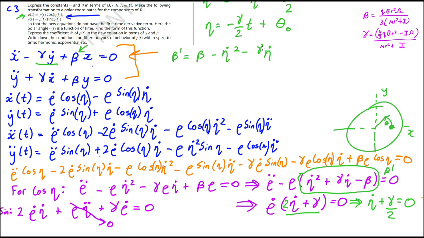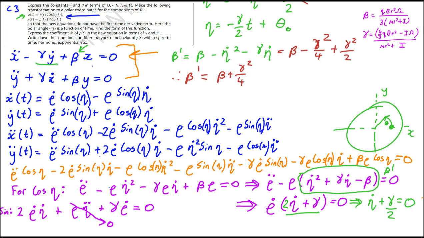Okay, and then from there we can actually substitute in our relationship up the top here for eta dot, and so that means that we're going to get our beta prime is equal to, okay, so we've now got our expression for beta prime, which is great, and then the last thing they want us to do, write down the condition for where we have different behavior with respect to our rho t.